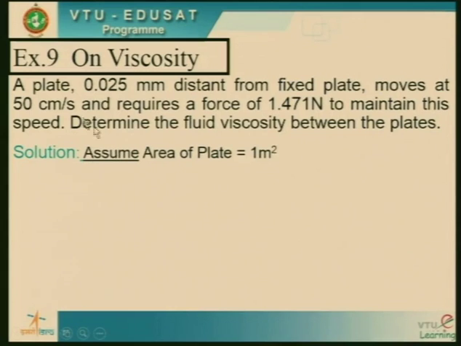On viscosity, I take a plate 0.025 mm distant from the fixed plate, which moves at 50 centimeters per second and requires a force of 1.471 Newton to maintain this speed. Determine the fluid viscosity between the plates. We are assuming here that the area of the plate, if not given, is 1 meter square. This question is like this, I will just show you. It is a plate moving with a velocity of 50 centimeter per second, and I need a force of 1.471 Newton on this side.